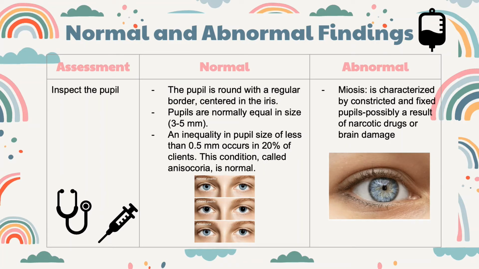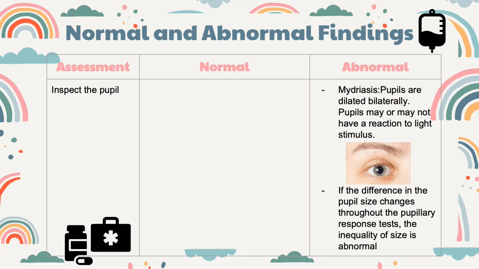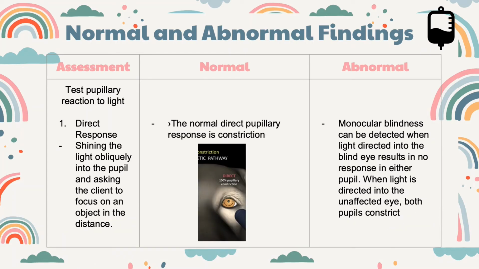And for the abnormal findings, we have miosis. It is characterized by constricted and fixed pupils, possibly a result of narcotic drugs or brain damage. Another abnormality of the pupil is mydriasis, which is when the pupils are dilated bilaterally. Pupils may or may not have a reaction to light stimulus. And lastly, if the difference in the pupil size changes throughout the pupillary response test, the inequality of size is abnormal.